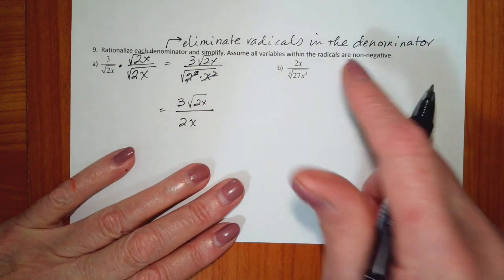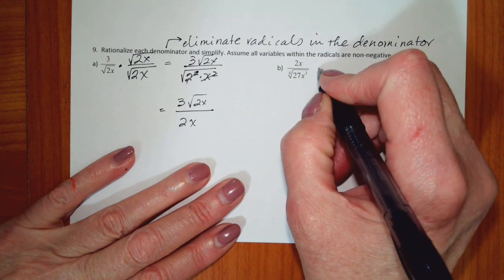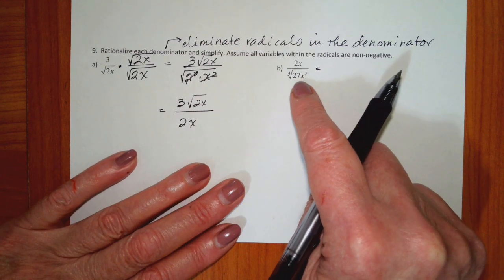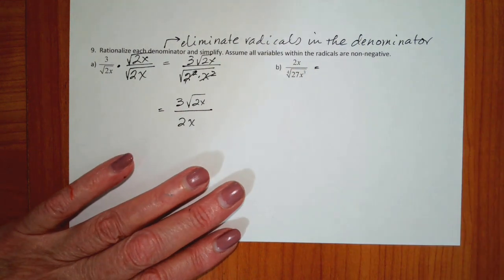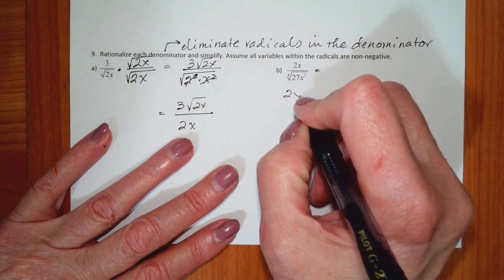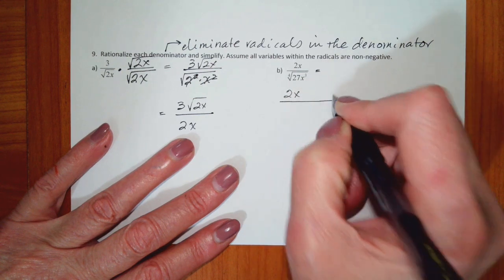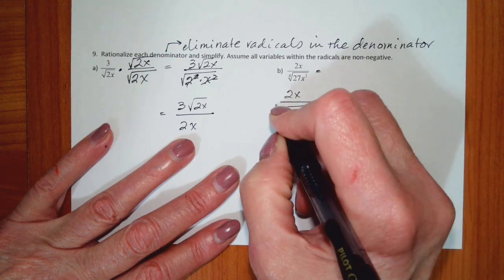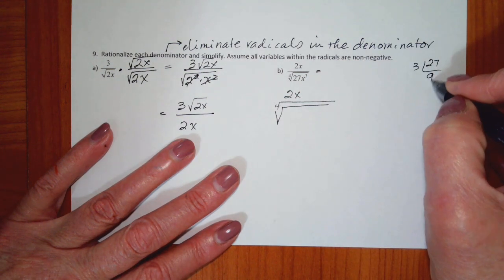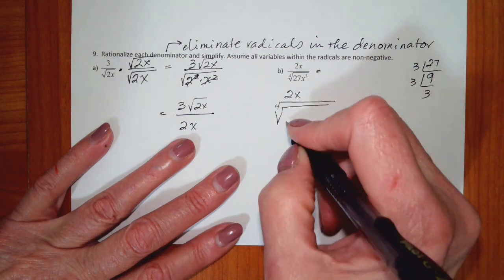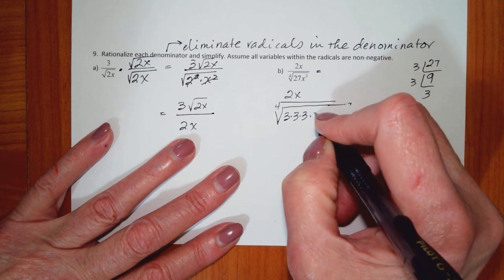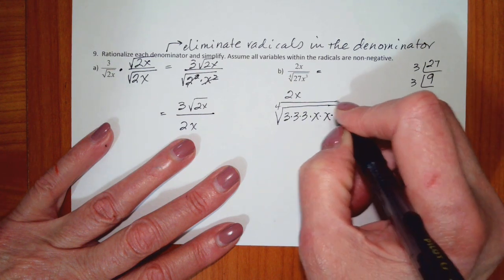Okay, so now if I have the fourth root down here, I am going to have to figure out what to multiply this by in order to get 4 identical factors. All right, well I'm going to start out by writing this. Let's do it down here. So this is the fourth root, and let's see, 27 is divisible by 3, divisible by 3. So that is 3 times 3 times 3, and x times x times x.